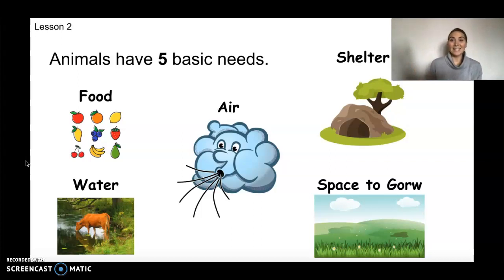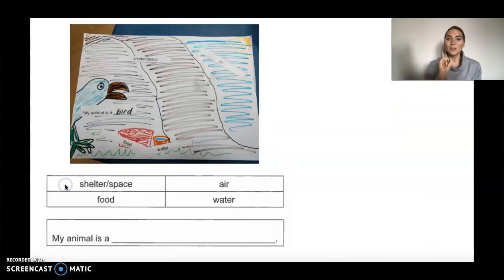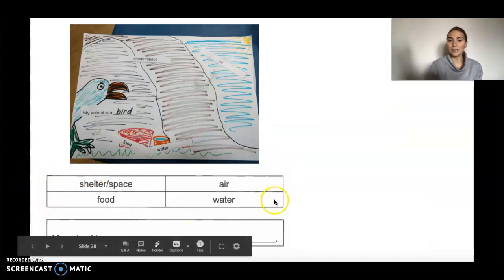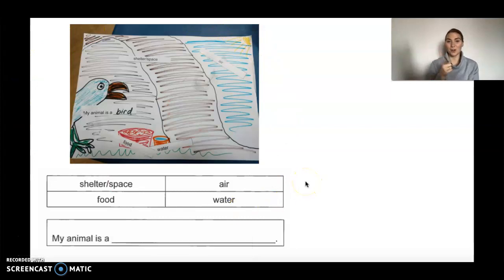So, boys and girls, today what you are going to be doing is drawing a picture to show me an animal with these 5 basic needs. These 5 things that all animals need to survive. So your job, boys and girls, is to take the labels and label a picture that you have drawn.